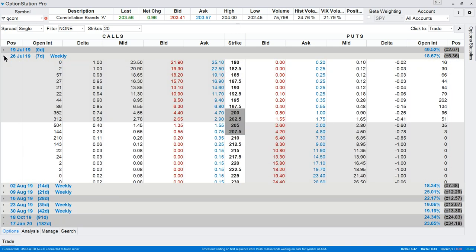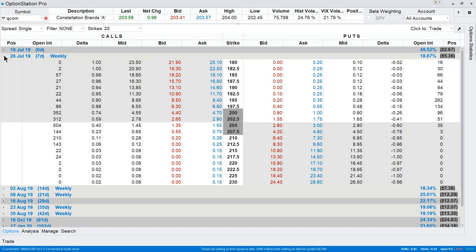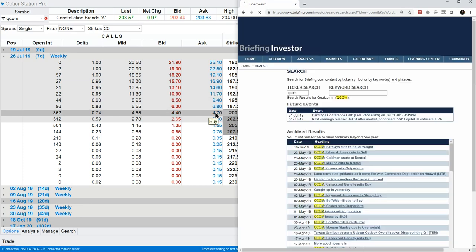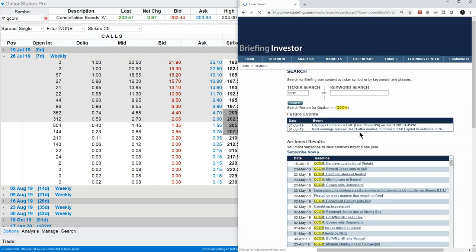I believe we said with Qualcomm we will need to use a July 26 expiration date. The reason was the earnings date, which in the case of Qualcomm is July 31st. Okay, so we cannot use August 2nd because that would be beyond July 31st. So therefore we're gonna have to stick with July 26.